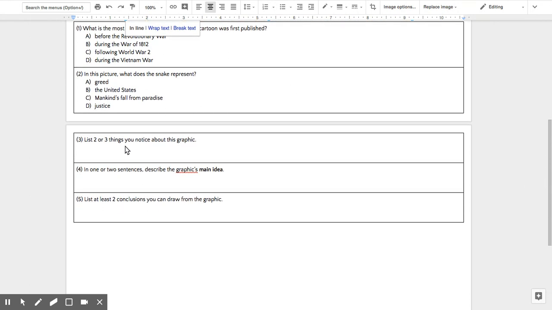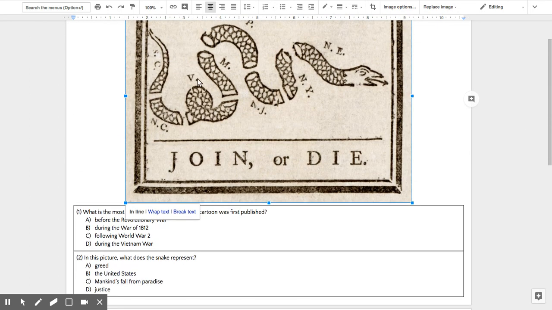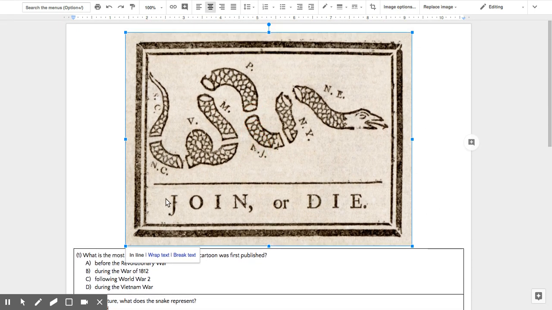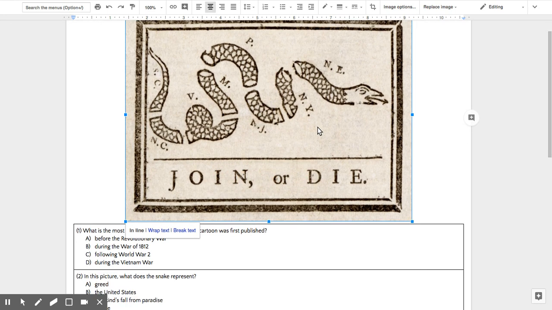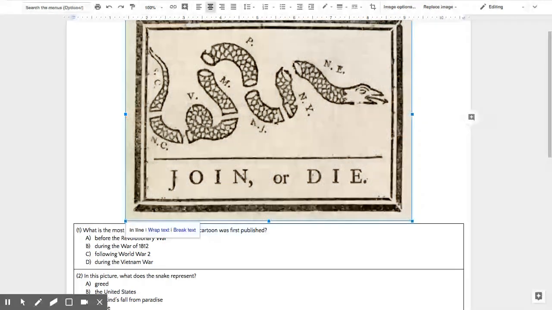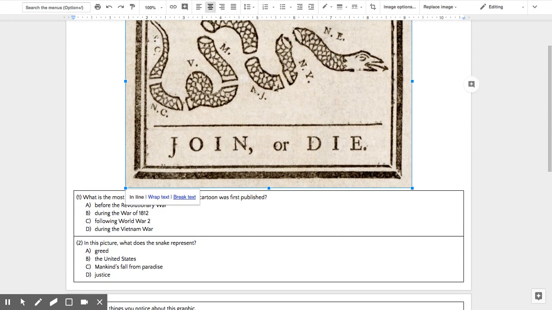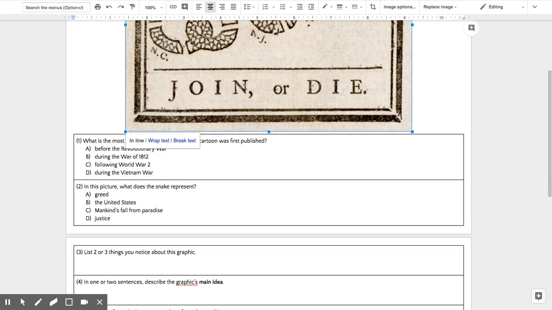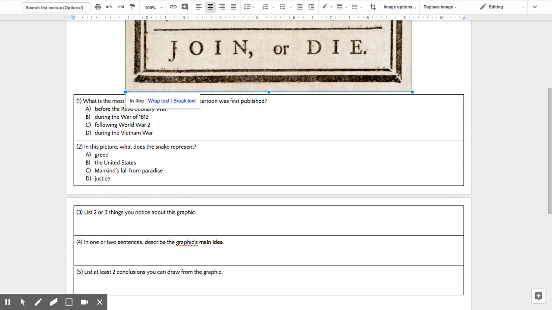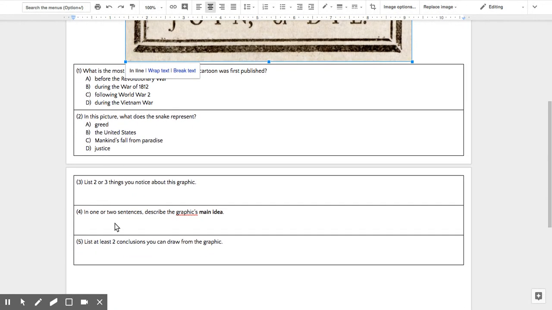So what do you notice? Two or three things you notice in the graphic? Well, you notice that there's a snake with scales. They represent the different colonies. In capital letters, it says join or die. The things I would notice are the metaphoric significance, that the snake represents something. And I would notice that it's very simple. That's another thing I would notice, that this isn't too complicated. Political cartoons over the years get more and more complicated, where things represent other things. But this is very, very simple. Anyone can see, once you understand the key, what it's trying to argue.